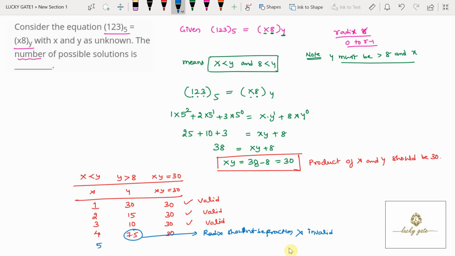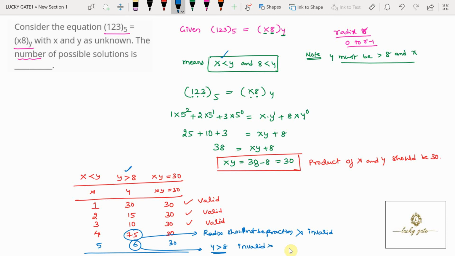Now look for the next possibility. If x is 5, what should be y? 6. 5 into 6 will give you 30. Now this is considered valid, but check the condition. What were the conditions? x should be less than y and y should be greater than 8. See here, what is the value of y? 6. But y should be greater than 8. Because this violates the condition, this is also invalid. So the rest of the possibilities are incorrect.